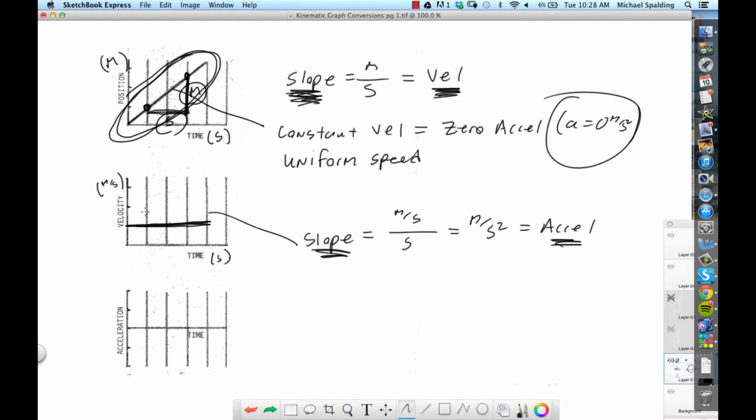All right, so what do we notice about the slope of this line right here? It's 0. And didn't we say a minute ago that constant velocity is the same as 0 acceleration? The acceleration is 0. Okay? So any questions here? Let's go to the next one. So this is the easiest of all 6. This is the easiest one.